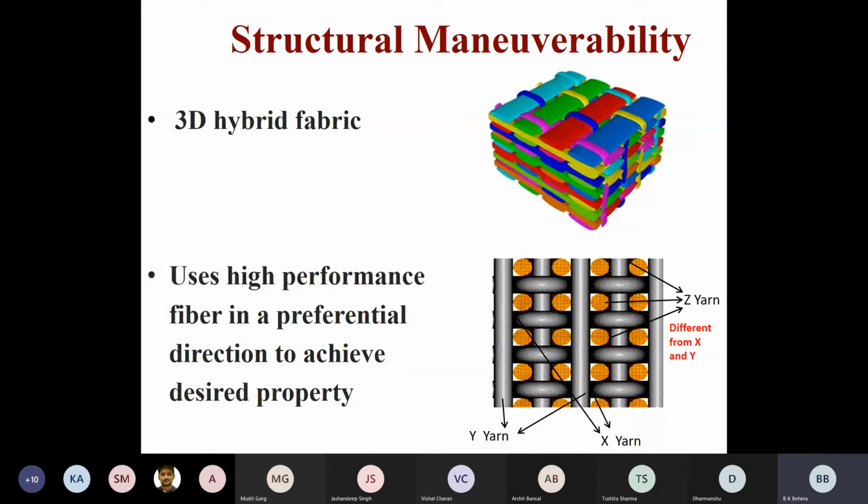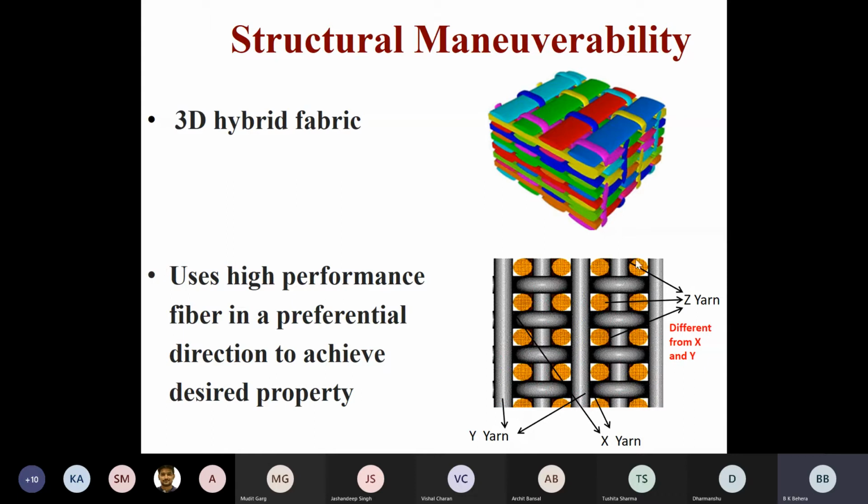Structural maneuverability. What is this structural maneuverability? So this is your same orthogonal structure, look at my cursor. You have X yarn, Y yarn, Z yarn. These Z yarns are these golden color dots. They are binder threads.